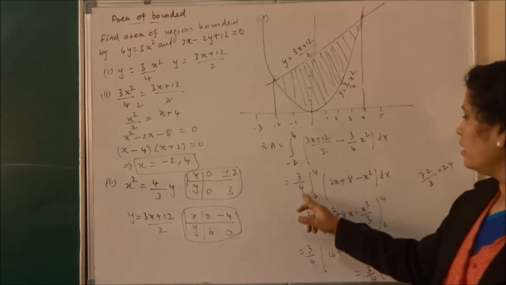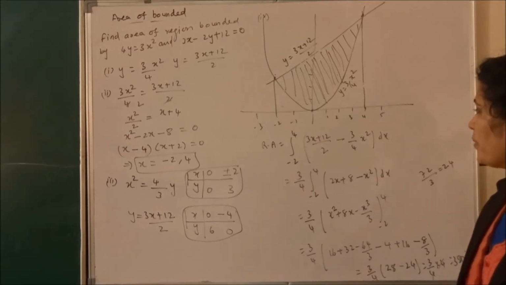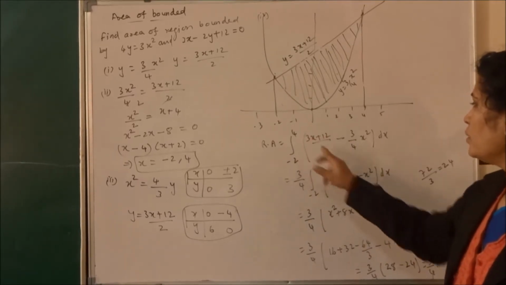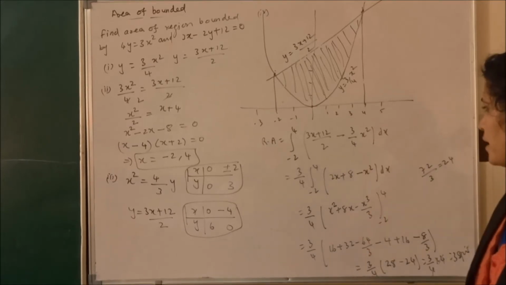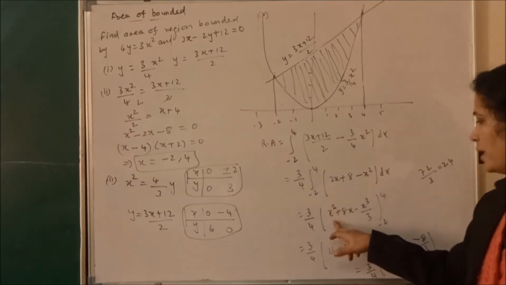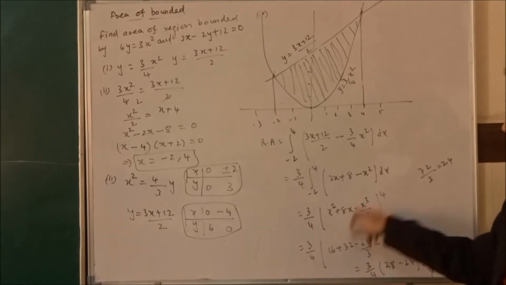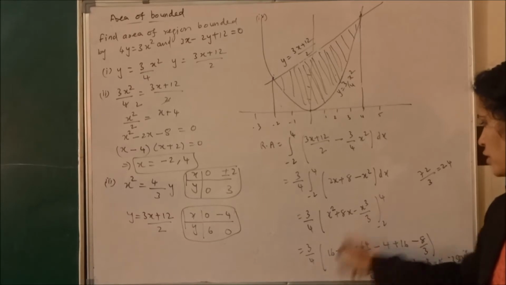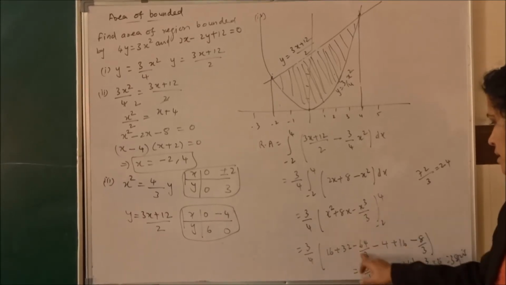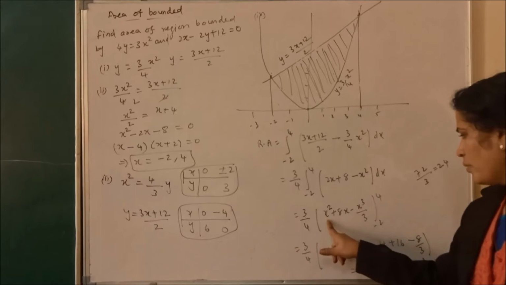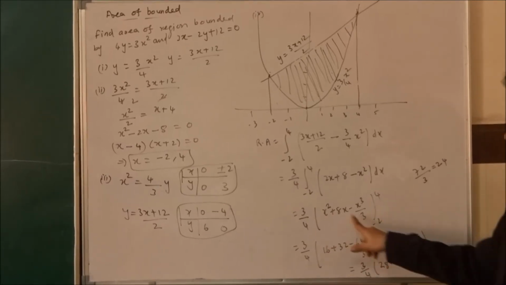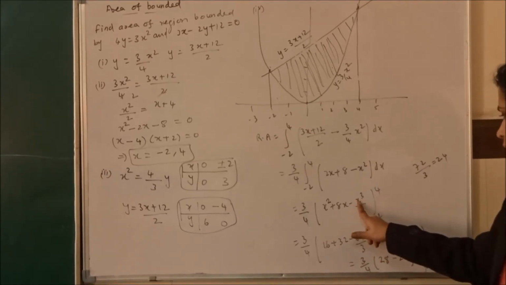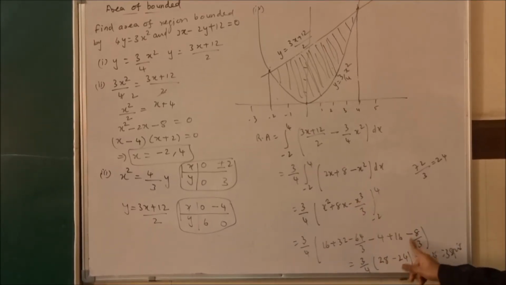So I have taken 3 by 4 as common. Multiply and divide by 3, I have taken, this is x plus 4. Then 2, same method, 2x plus 8, and this is minus x square. Now once I integrate, this becomes 8x and this becomes x cube by 3. Okay, fine. Now upper limit, that is 16, 32 and then minus 64 by 3, and then minus lower limit, minus 4 and then minus 16, and lower limit minus plus 16, and then this is minus 8 upon 3.